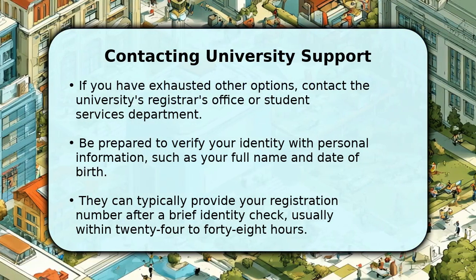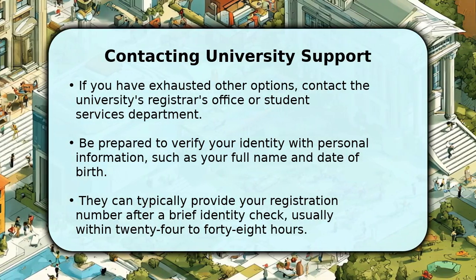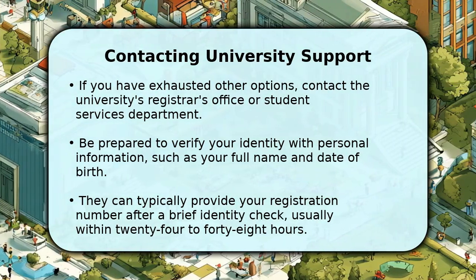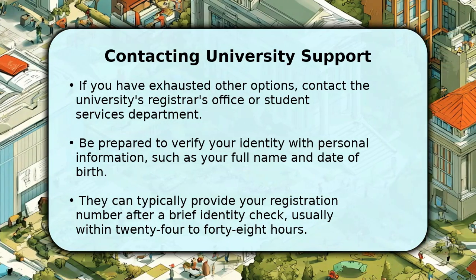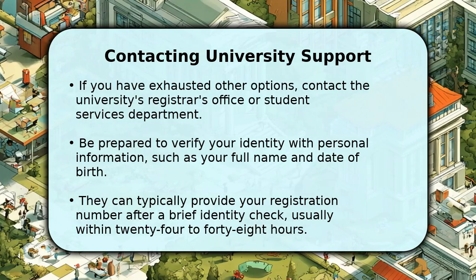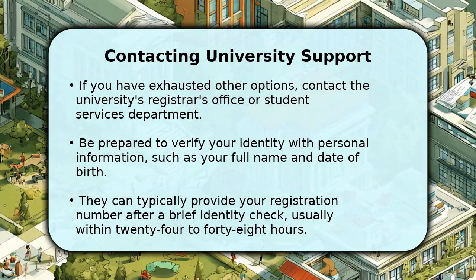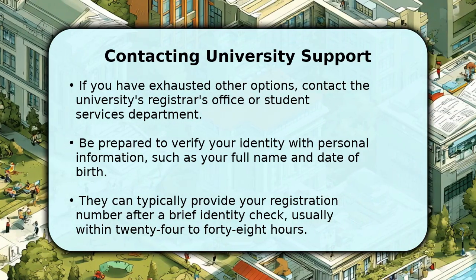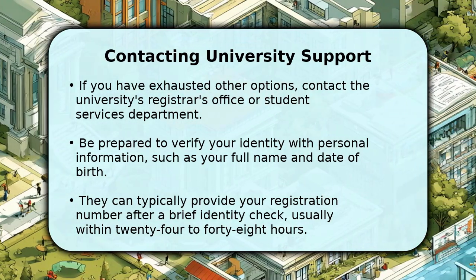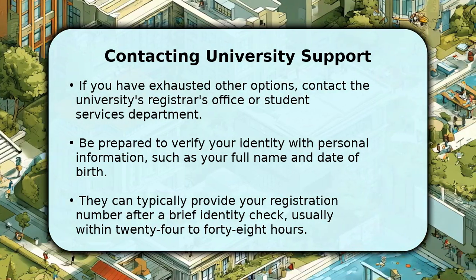Should you still be unable to locate your number, contacting the university directly is your next step. Reach out to the registrar's office or the student services department as they manage student records. When you call or email, be ready to confirm your identity with details like your full name, date of birth, and any known university email address. They are equipped to assist you and can provide this information after a secure verification process.